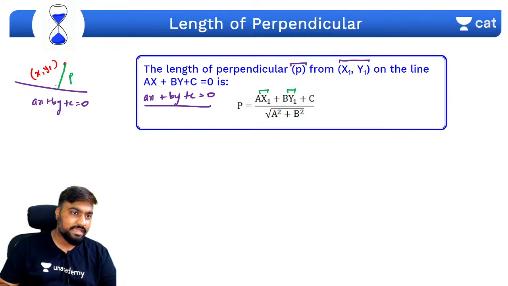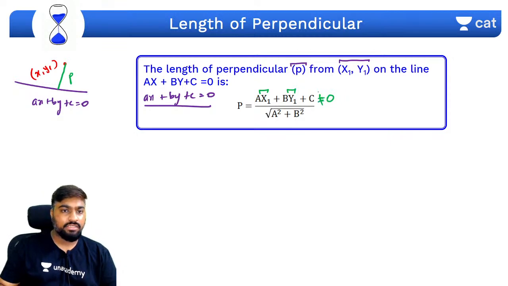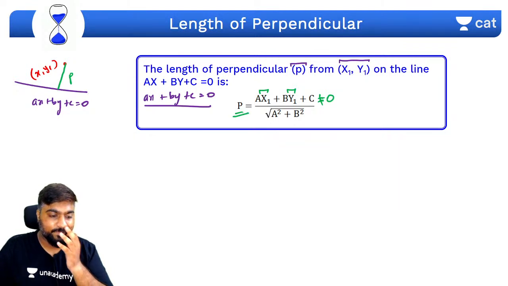If it satisfies, then the point lies on the line, right? If the point is on the line, there will be no perpendicular distance from there, it will be 0. So if this is not equal to 0, then you would get the perpendicular length. Cool.